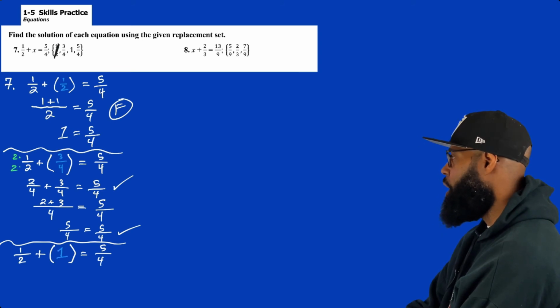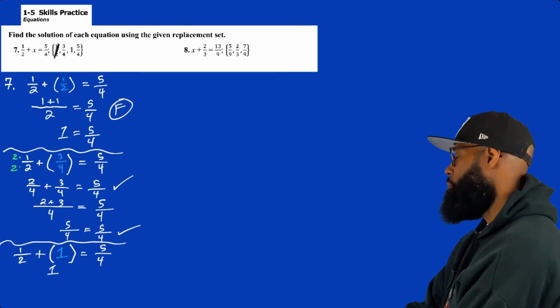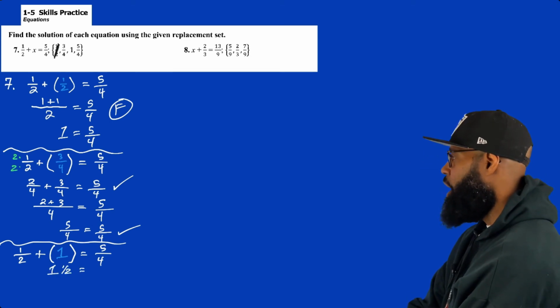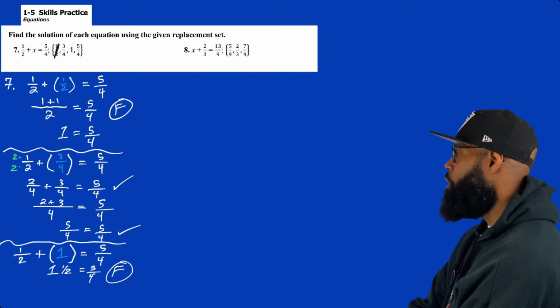And so as I plug in my next value, 1/2 plus 1 is 1.5. Well, is 5/4 1.5? No, 4 will go into 5 one time, but you'll be left with 1/4. So it was close. 1.5 does not equal 1 1/4. So that is false.